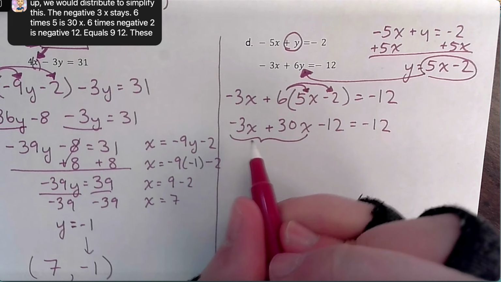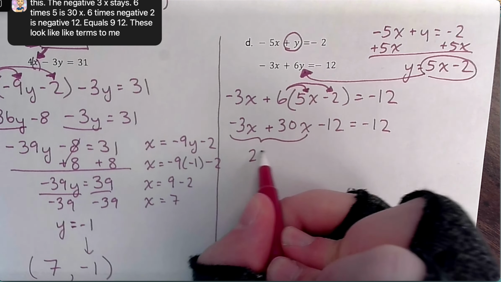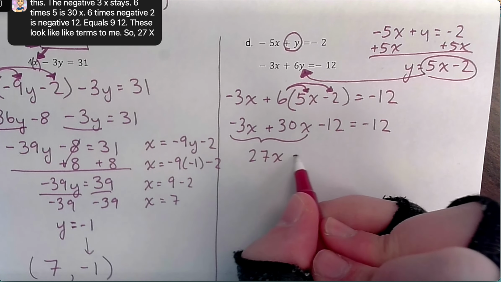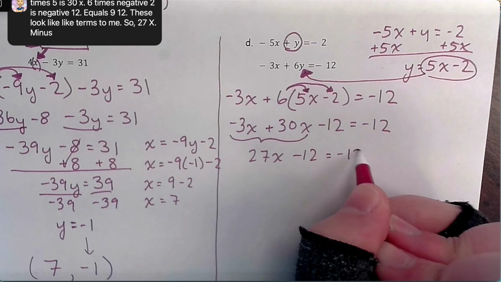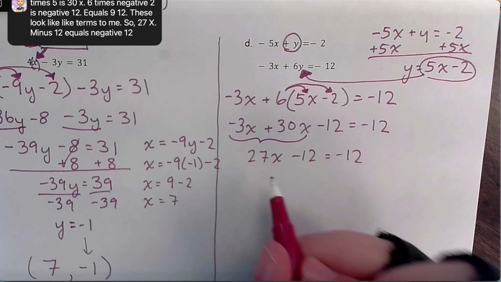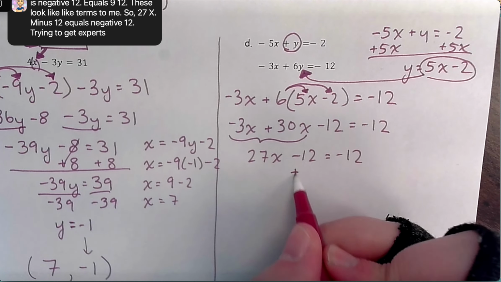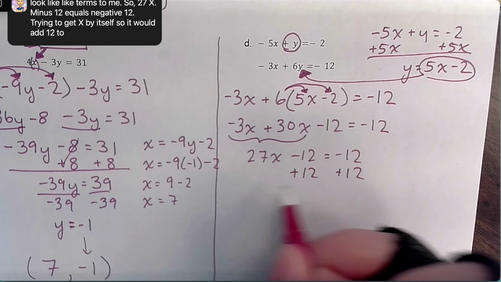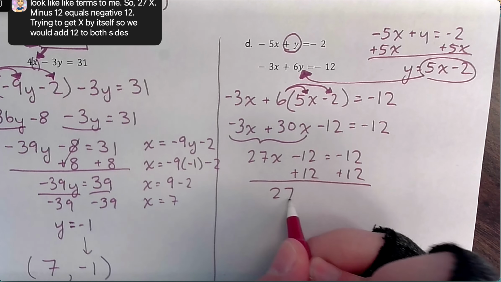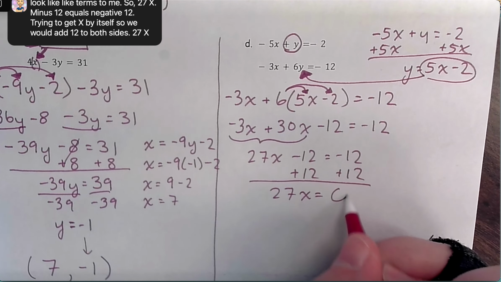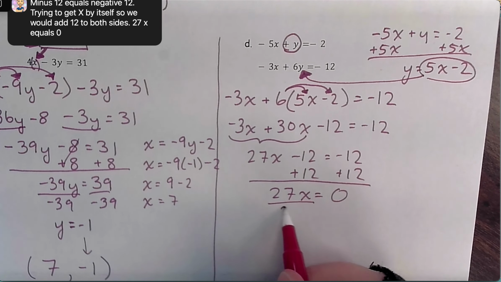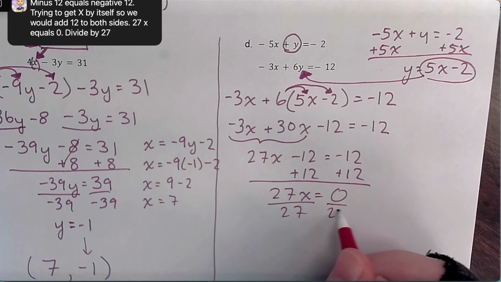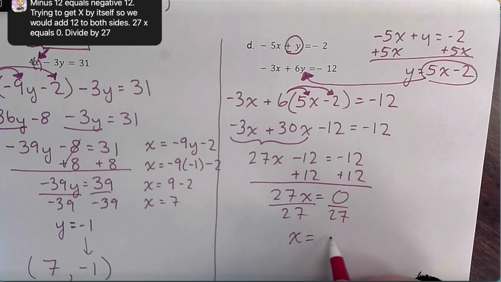These are like terms to me. So 27x minus 12 equals negative 12. Trying to get x by itself, so we would add 12 to both sides. 27x equals 0. Divide by 27. x equals 0.